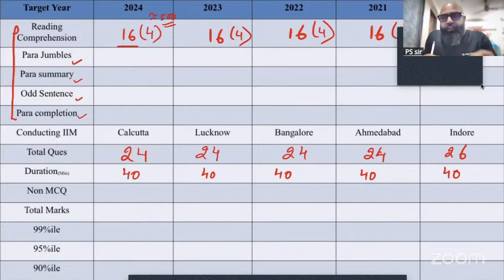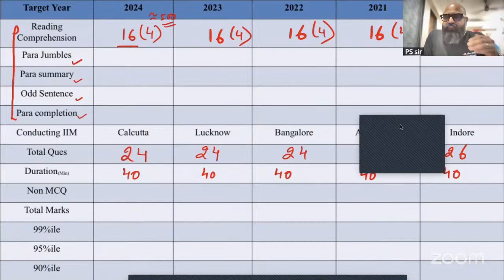So if I talk about para jumbles and the number of questions in para jumbles, by the way, what is para jumbles? 4 options are given to you, and from those, 4 sentences are given, and you have to make them into a coherent, meaningful paragraph. You have to arrange the sentences.